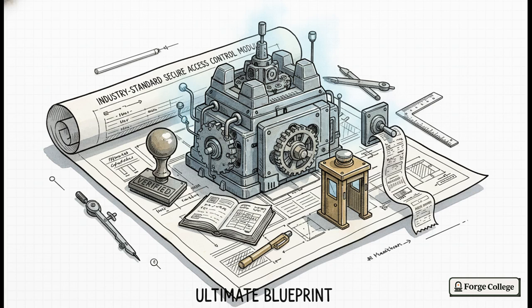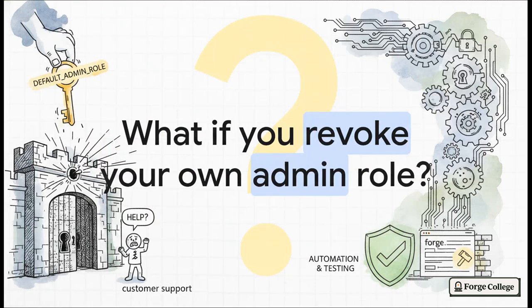There's a reason this blueprint is the industry standard. It's clean, it's testable, and it is incredibly secure. But before we wrap up this explainer, I'm going to leave you with a bit of a provocative warning to ponder. What happens to your protocol if you accidentally revoke your own default_admin role before you've assigned a new one? Well, the short answer, you just locked yourself out of your own machine.